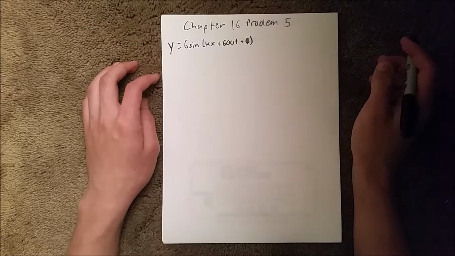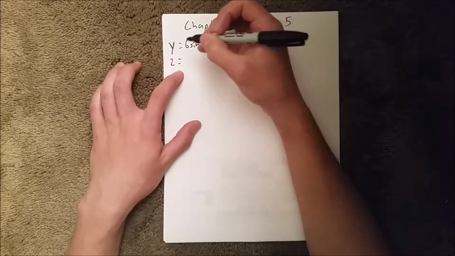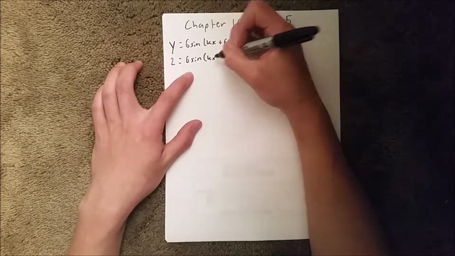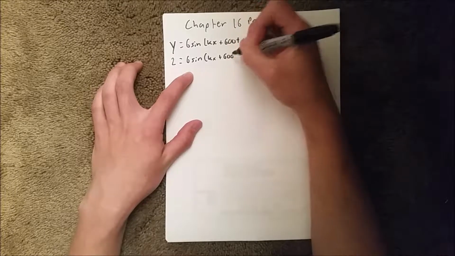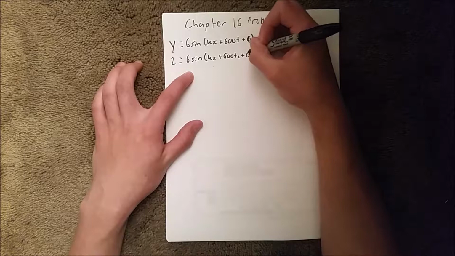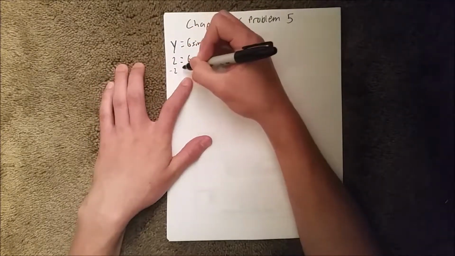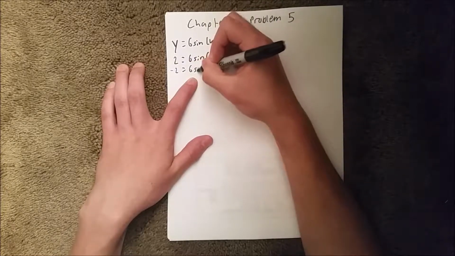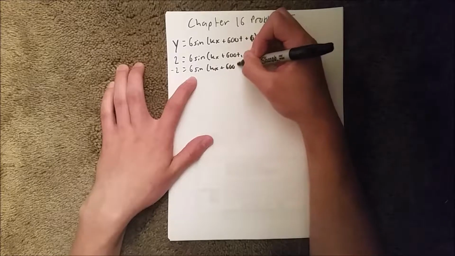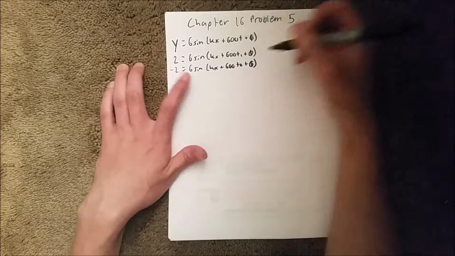Now, the thing is, we're given two different displacements, 2 and negative 2. So we actually need to write out both. So for 2 millimeters, it's 6 sine of kx plus 600, and we have two different times, so this one will be t1, plus your phi, and your other one is negative 2 millimeters, which will be the same equation, besides the fact that right here we have time 2 now, plus phi.